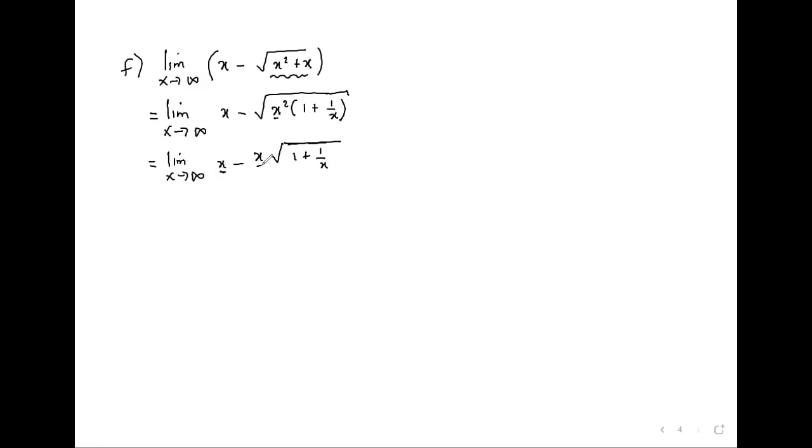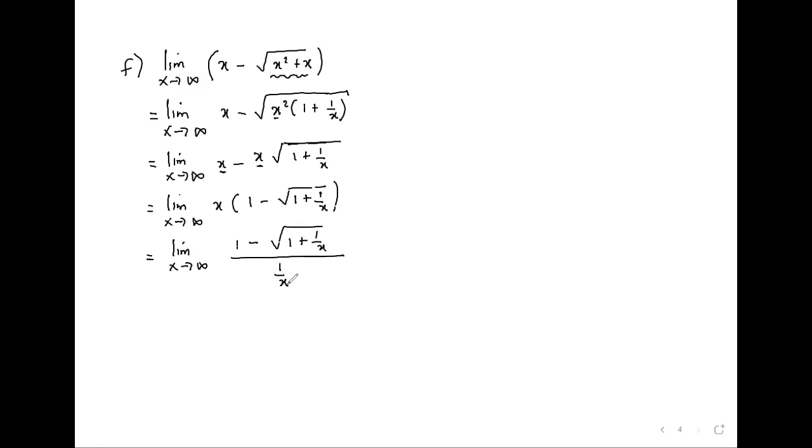Then we factor out this. So we get the limit as x goes to infinity, which is x, and then we'll have 1 minus the root of 1 plus 1 over x. Then we write the x that is outside in the denominator, so we'll have 1 minus the root of 1 plus 1 over x, over 1 over x. This is the same thing as it is up there.